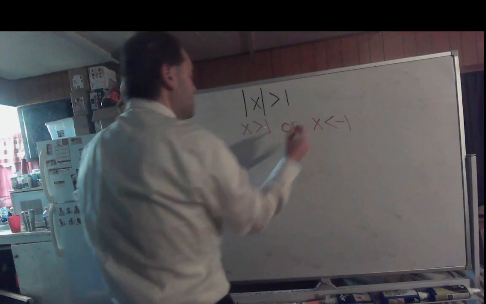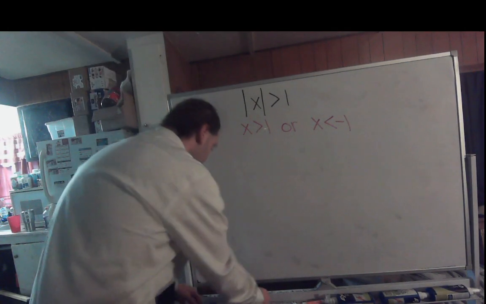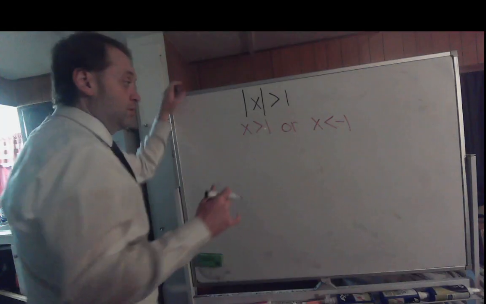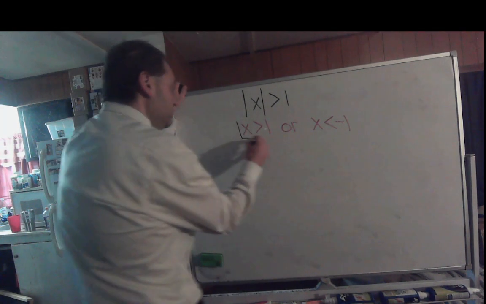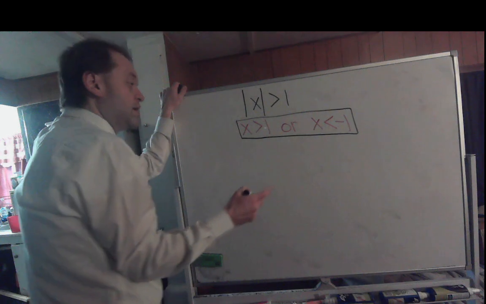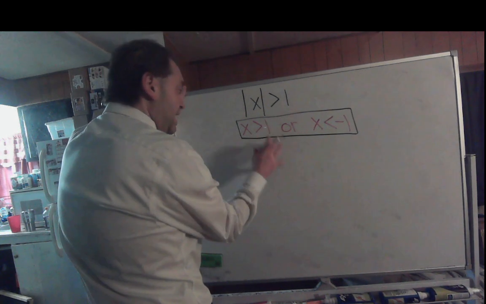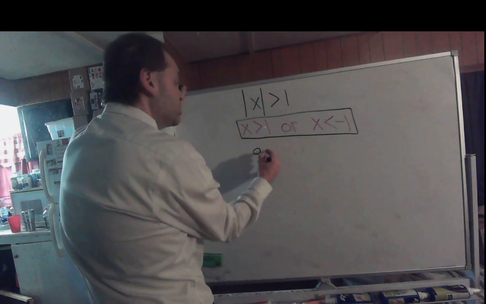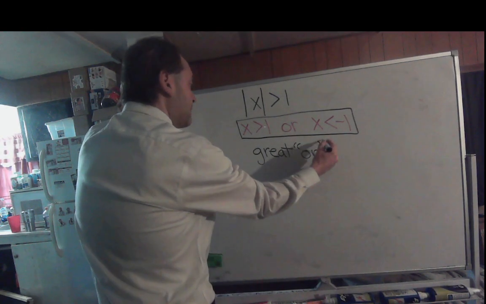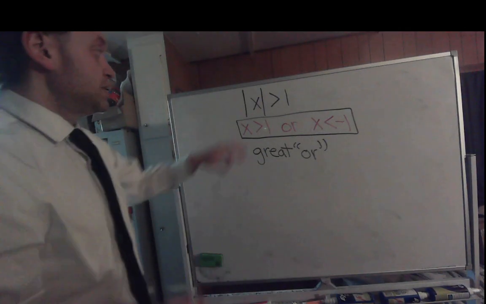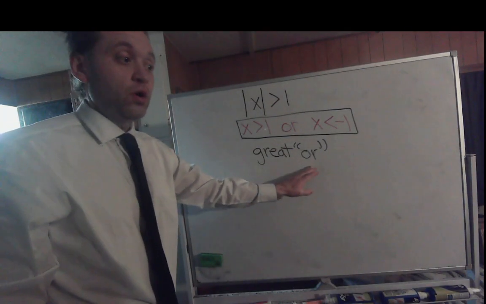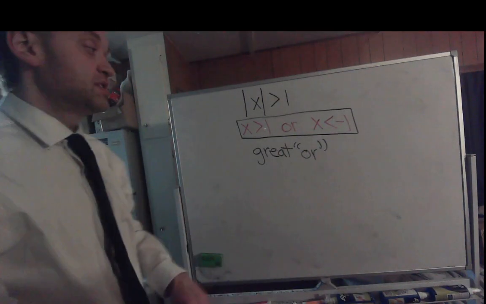So how can you remember this? If it's ever an absolute value of something that's greater than a number, here's your solution: x is greater than 1 or x is less than -1. So if it's greater, remember greater. If you have the absolute value of something greater than a number, it'll split it into two or statements for your solutions.